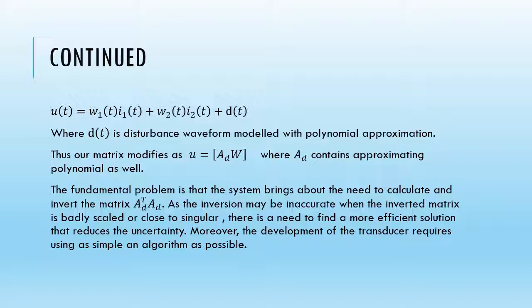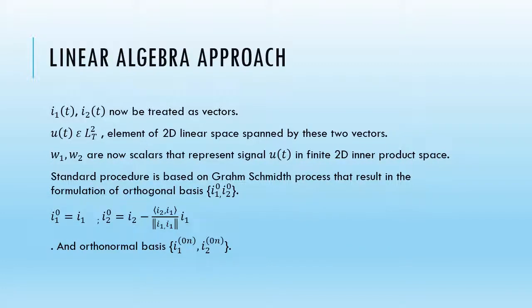In this equation, d(t) represents some disturbance that is modeled with polynomial approximation. But the fundamental problem with this is the system brings the need to calculate and invert the matrix. As the inversion may be inaccurate or close to singularity, we resort to some linear algebra processing methods that will reduce the variances and the problem of matrix inversion completely. The linear algebra approach is discussed from here.